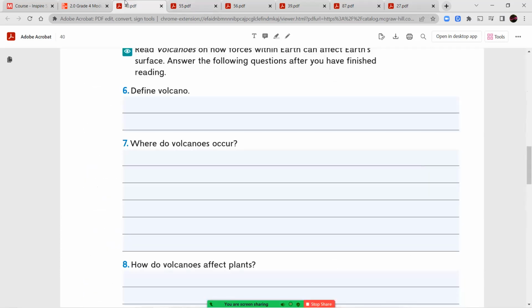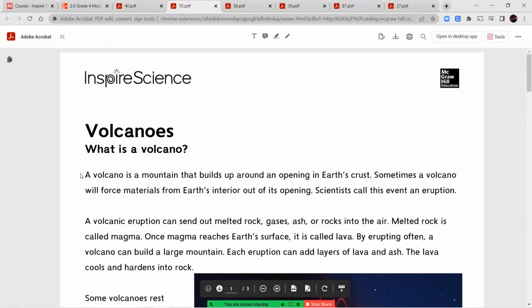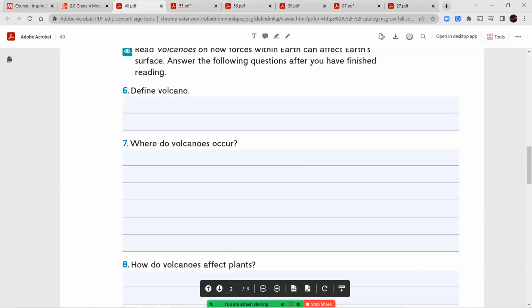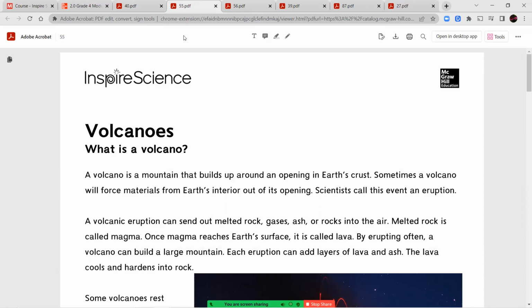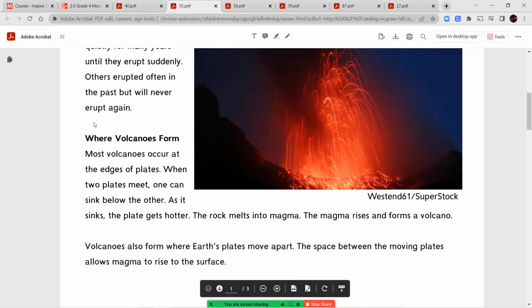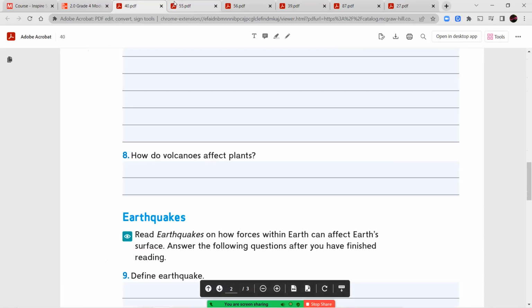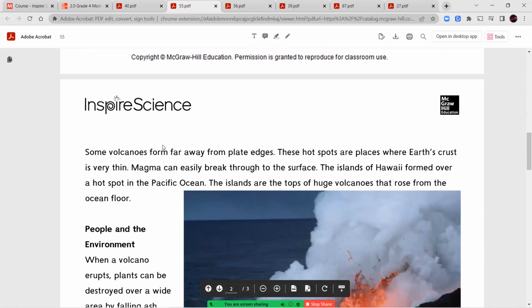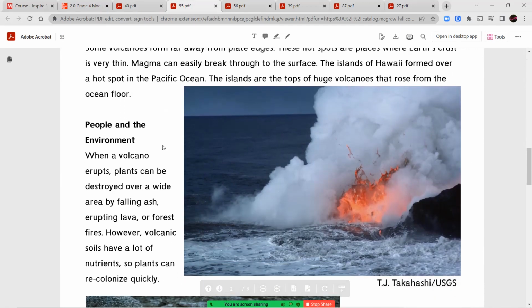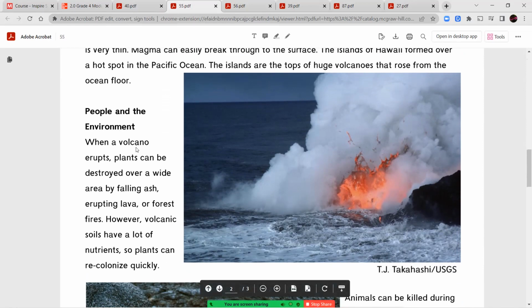All right, that takes us to the end of our reading. Let's hop back to our questions. Define a volcano. We see that information right here at the top. That's our first sentence. For question number 7, where do volcanoes occur? So here, where volcanoes form, this is the area where you're going to pull your answer. How do volcanoes affect plants? That's moving into the second page, where we talk about how volcanic ash and lava and magma affect plant life. You'll find most of that right here in this paragraph.